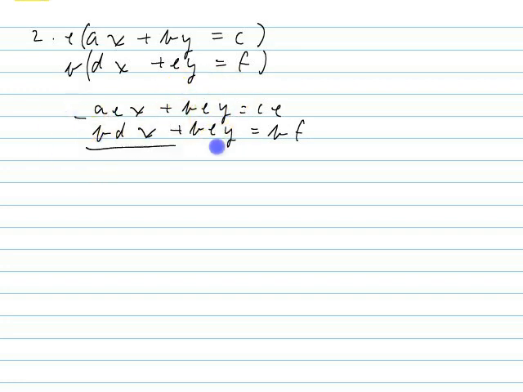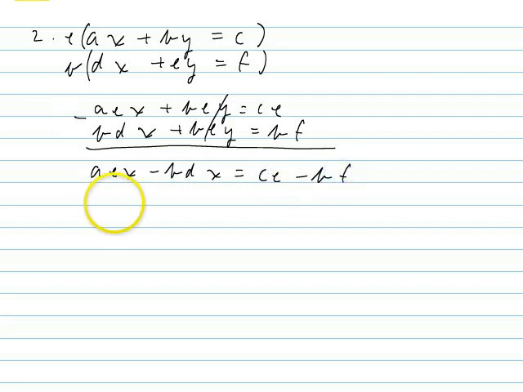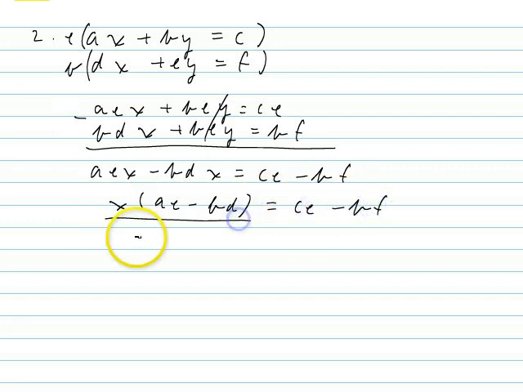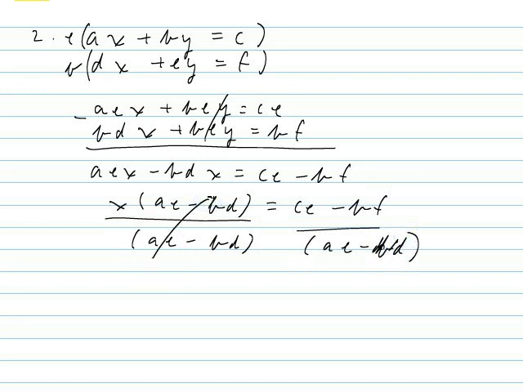If I subtract these two equations, these would cancel out, so you get aex minus bdx equals ce minus bf. Factor out the x, (ae minus bd) x equals ce minus bf. Divide both sides by ae minus bd, and we get our answer for x. Let's not worry about what y is. In fact, when you do this question, just say solve for x.